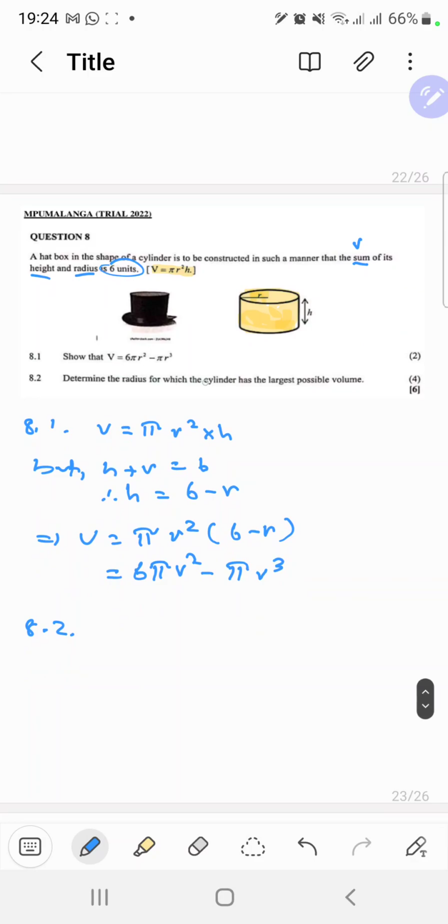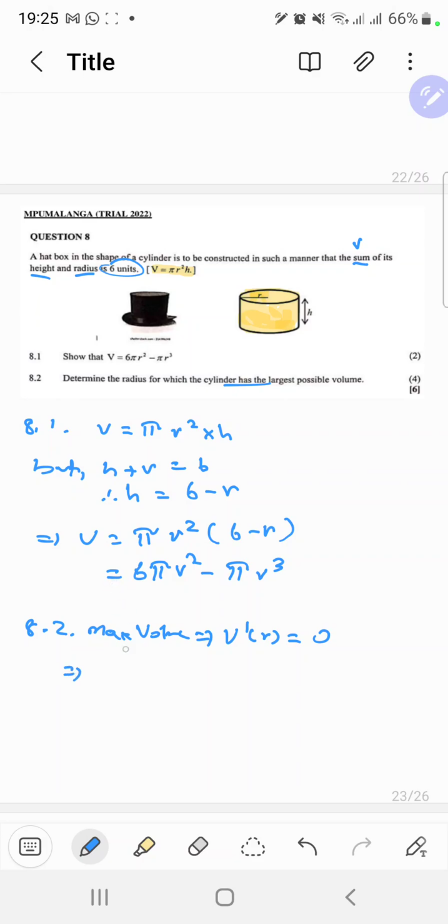8.2 says now determine the radius for which the cylinder has the largest possible volume. So for maximum volume, it implies that v prime in terms of r, because you can see the variable there, is equal to 0. So it means v prime in terms of r, not x, is equal to 0.